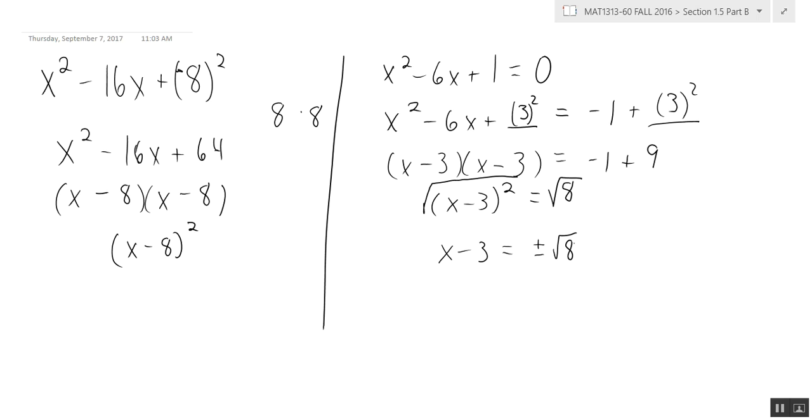And we need to simplify the square root of 8. So I'm going to write down one more step here. I'm just going to copy everything down. So that's going to be plus or minus. Now the square root of 8, what is that? That's the square root of 4 times the square root of 2, right? Or 2 square roots of 2.